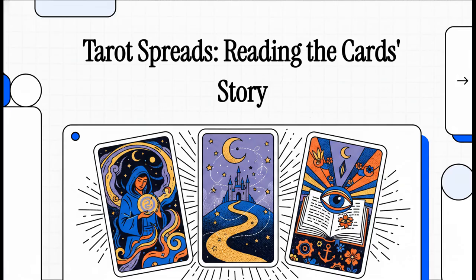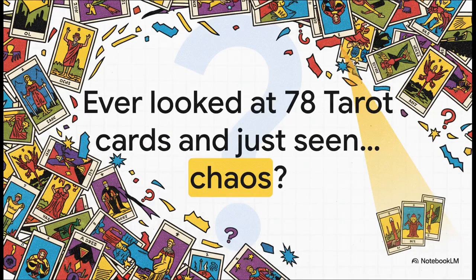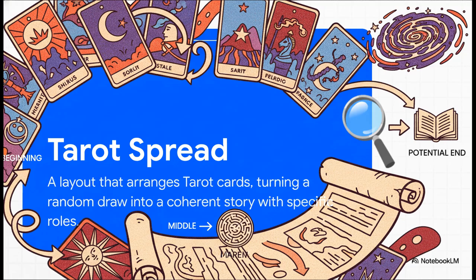Let's get into it. I mean, have you ever shuffled that big deck of 78 cards, laid them out, and just felt completely lost? If so, you are definitely not alone. It can feel like a total jumble of images and symbols with no clear message in sight. So, how do we bring some order to all that beautiful chaos? Well, the answer is the spread.